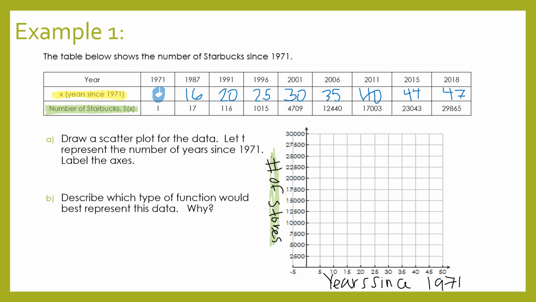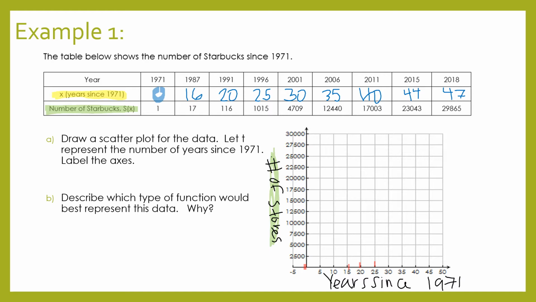So 0, 1 is going to be pretty much just the origin. I'm going to use this kind of tool to mark the points because when I try to do it with a pen and do a circle, it doesn't work very well. 1987 was year 16, and there were 17 stores. So I'm going to jump to 16 along my x-axis, and 17 stores is really going to be pretty low. It's not really going to be a jump at all. After 20 years, we have 116, so maybe you see a little bit of a jump, but not much of anything. 25 years, we have 1,000, so almost halfway up, but not quite.